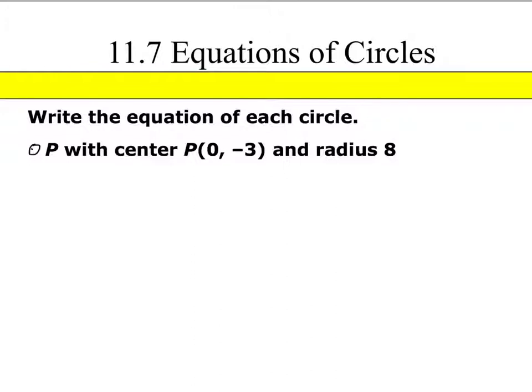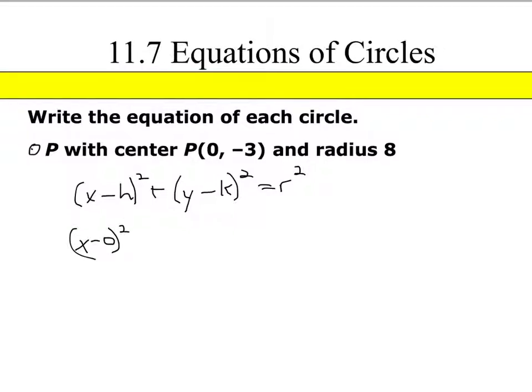All right, so we know the formula of our equation of a circle. That's going to be (x - h)² + (y - k)² = r². When you plug this stuff in, you end up with (x - 0)² + (y - (-3))² = 8².